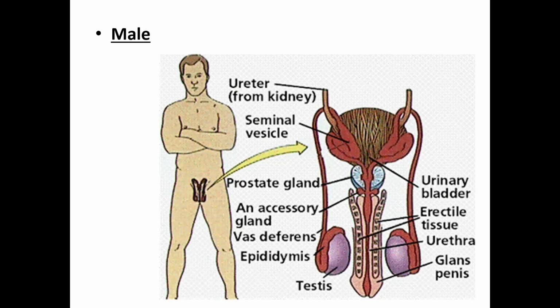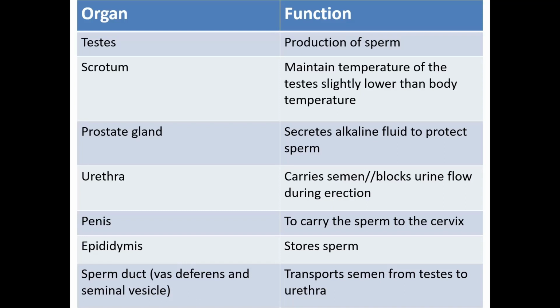Definitely one of the things you can see is that there's a ureter on the top, and there's the seminal vesicle, the prostate glands, epididymis, the testes, the urinary bladder, the erectile tissue, urethra, and of course the glans penis. Okay, so the features of all of this: the testis is the one that produces the sperm. Just now, what produces the ovum are the ovaries and the oviduct. And the scrotum is where it maintains the temperature of the testis slightly lower than body temperature.